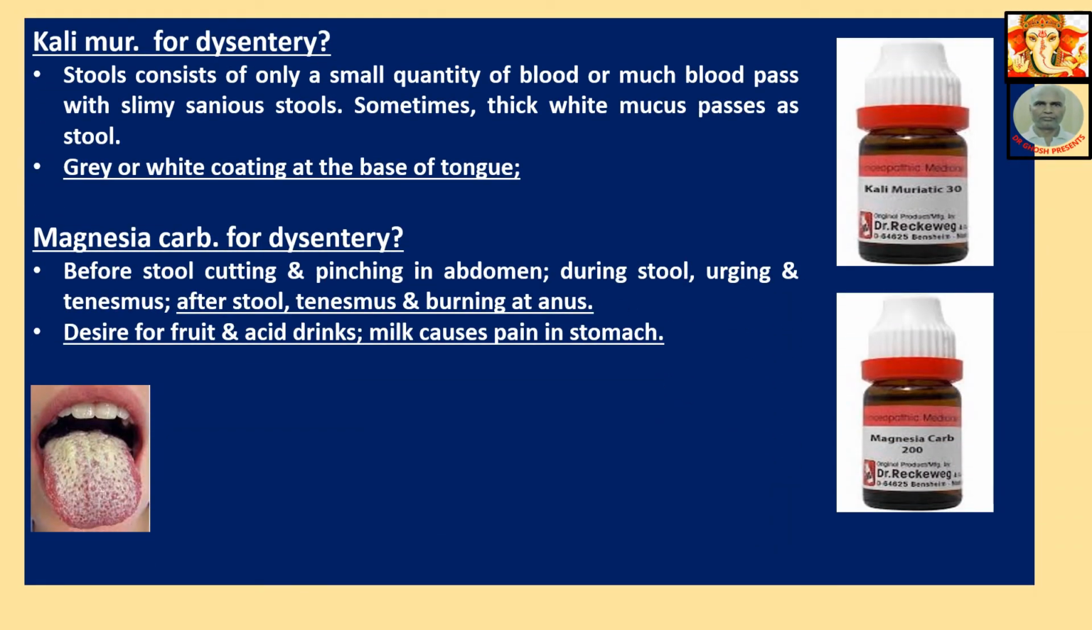Calcarea muriatica for dysentery. Stool consists of only a small amount of blood, or much blood passes with slimy stool. Sometimes thick white mucus passes as stool, grey or white coating at the base of the tongue. Magnesia carb for dysentery. Before stool, cutting and pinching in abdomen. During stool, urging and tenesmus. After stool, tenesmus and burning at anus. Desire for fruit and acid drinks. Milk causes pain in stomach. This is the characteristic term of Magnesia carb.